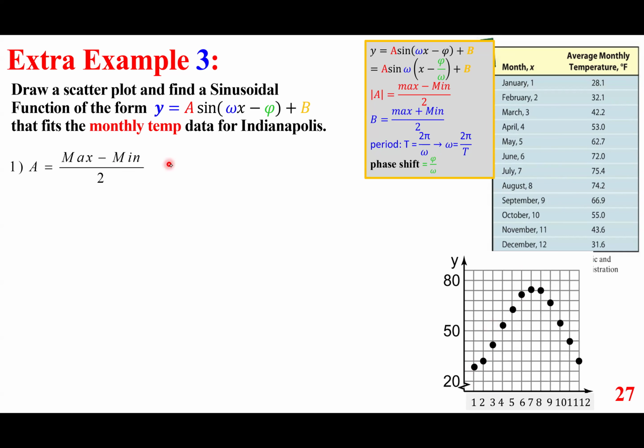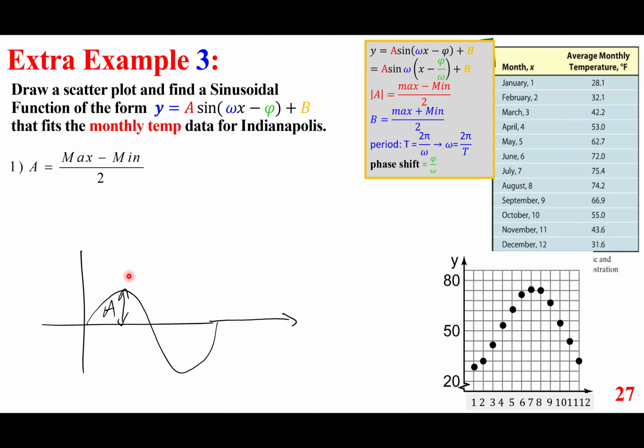A is maximum minus minimum divided by 2. I hope you remember for a sinusoidal function. Let me just draw that and remind you what I mean by that. If you look at the basic sine function, it's A. This is A. So maximum minus minimum divided by 2. That's how you find it. Maximum minus minimum divided by 2.